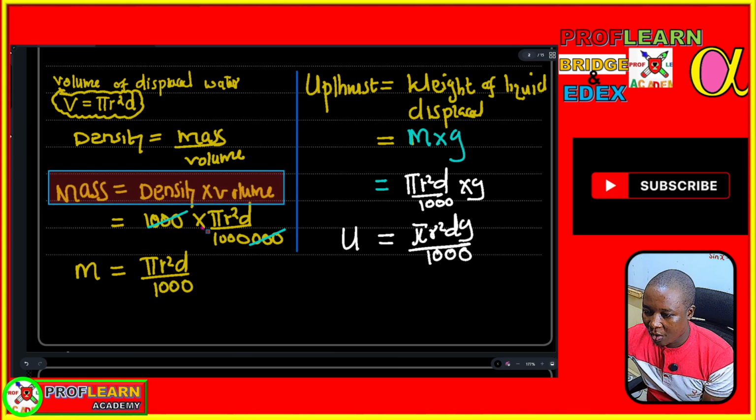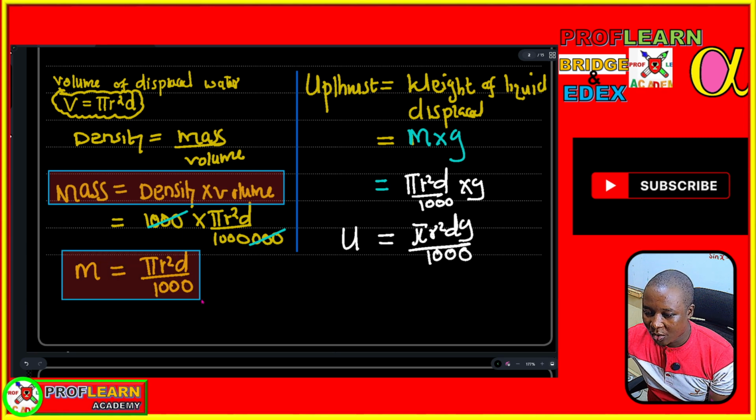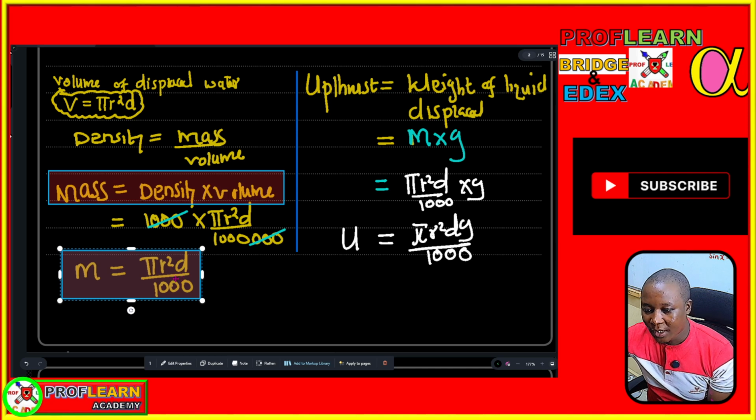I can convert my values to meter cubed. The density was in grams per centimeter cubed, so I converted it, and the radius was given in centimeters, so I had to convert it as well. So the volume should be in meters cubed, and density should be in kilograms per meter cubed. You can see this million is going to cancel with 1,000, and we remain with the mass being equivalent to pi r squared d over 1,000.